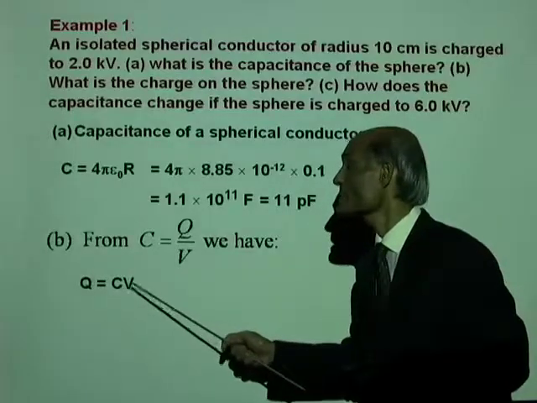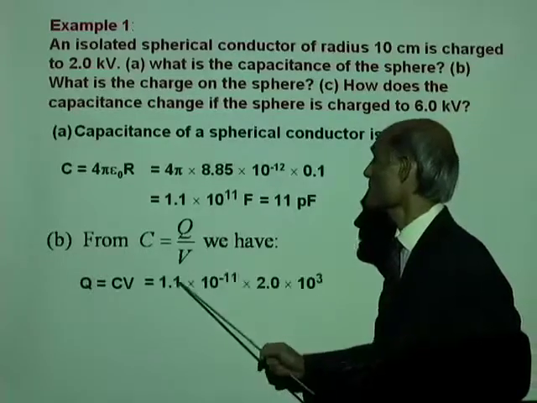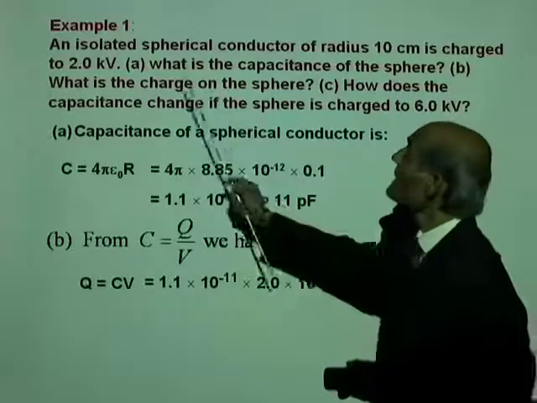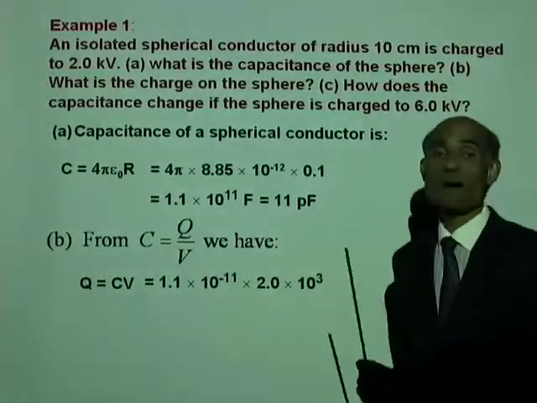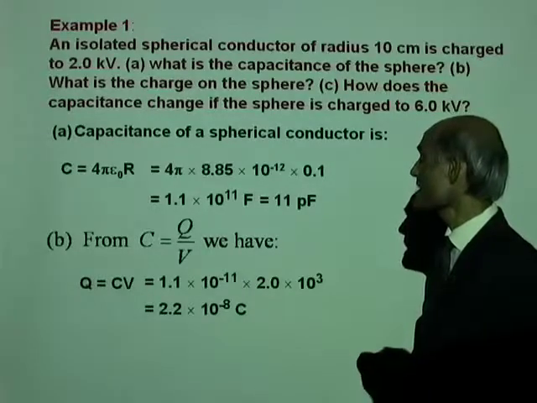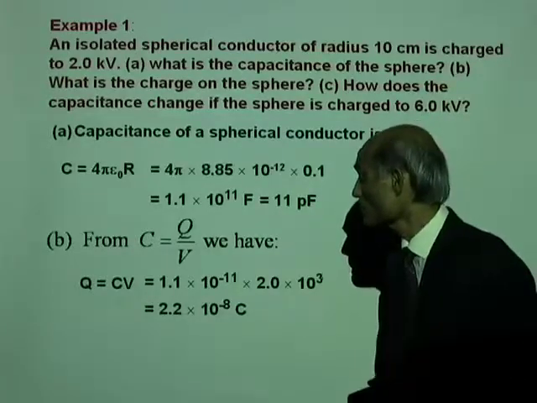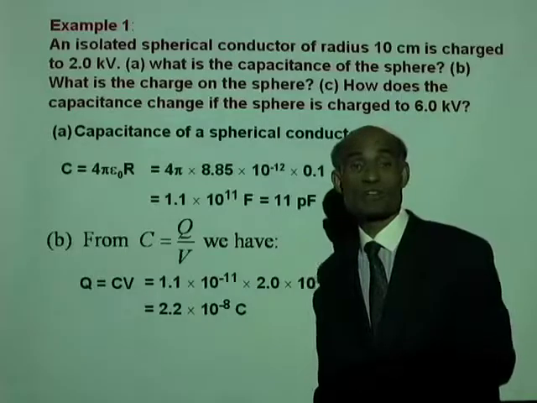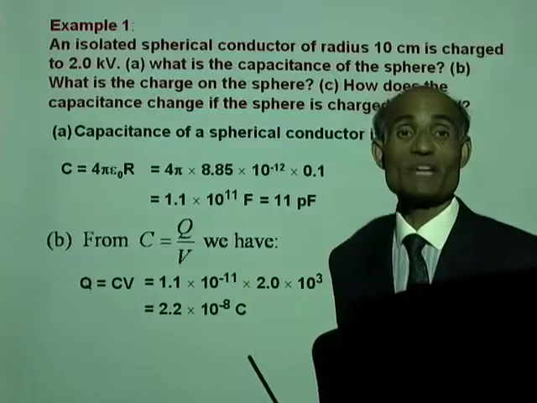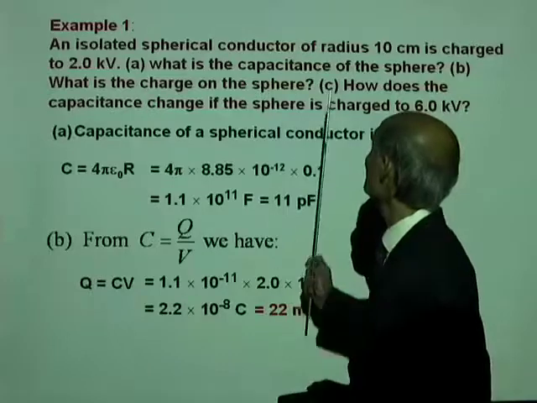Q equal to C times V, and C is 11 picofarad, 11 times 10 to the negative 12, times V is 2 kilovolt, 2 times 10 to the power of 3 volts, and that will be 2.2 times 10 to the negative 8 coulomb. The amount of charge on that spherical conductor is 2.2 times 10 to the negative 8 coulomb. That is 22 nanocoulomb.